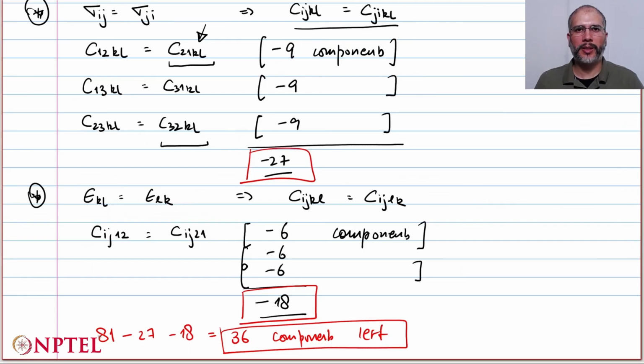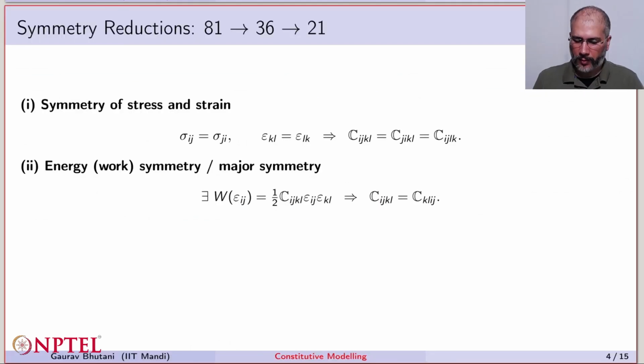So when I say we are left with 36, that means we are left with 36 unique components. Of course, the other components will be there. It is just that we don't have to use a separate storage space or another variable to store them. Now next we'll see that we can actually further reduce the components from 36 to 21. And this reduction is based on major symmetry. So what we did earlier is actually called minor symmetry.